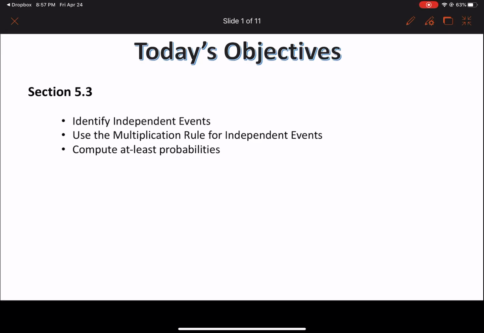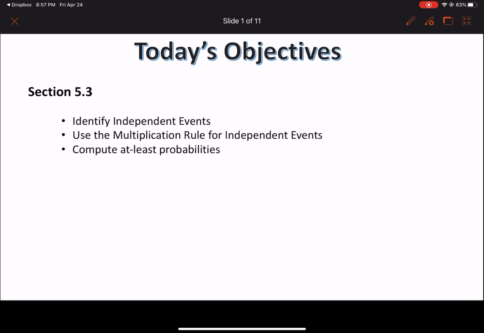All right, so we are in our last section of chapter 5 that we are covering. With this lesson, we're going to be identifying independent events. We're going to use the multiplication rule for independent events and then compute at least probabilities.